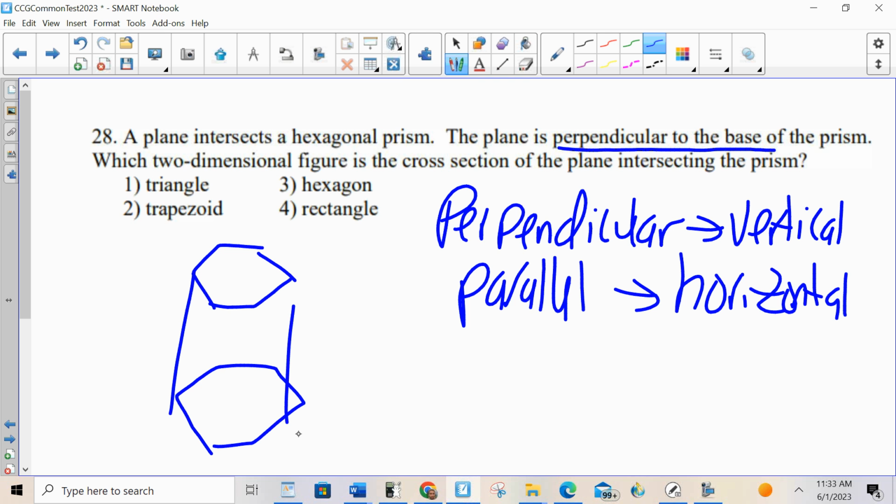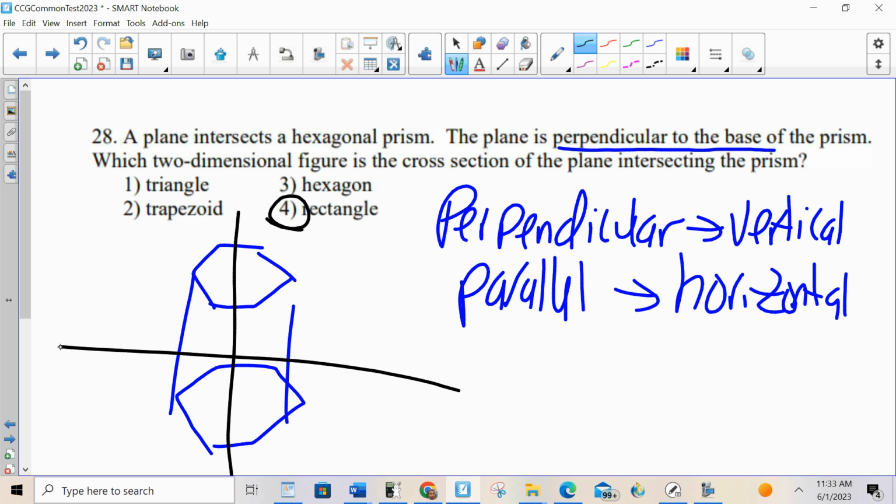Something like that. If I'm going perpendicular to the base, then I'm cutting it vertically. If I take a vertical slice out of any prism, since a prism is congruent shapes connected by rectangles, the cross-section is going to be a rectangle. If I cut it parallel to the base, it would always be the base, which would be a hexagon. So if you don't feel comfortable with cross-sections, I would just watch my cross-sections video.